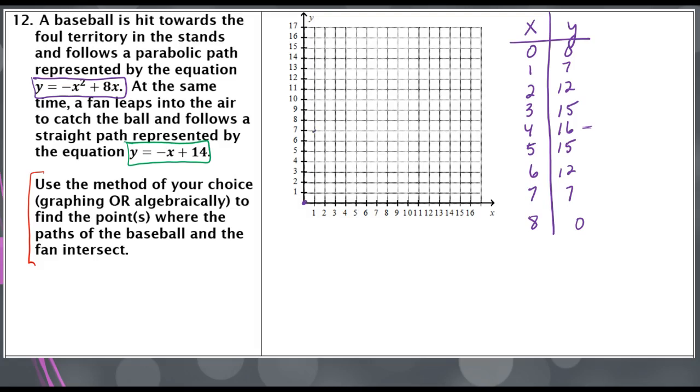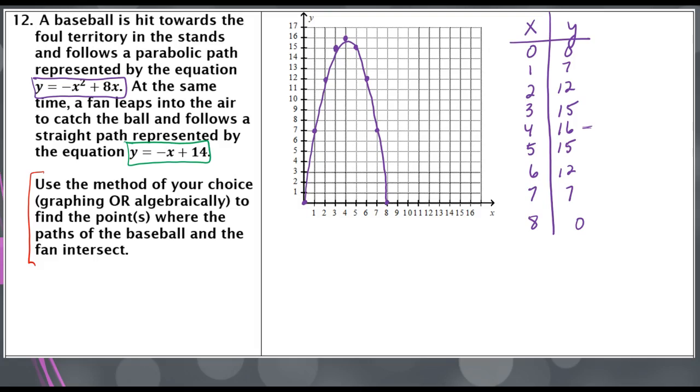0, 0, 1, 7, 2, 12, 3, 15, 4, 16, and then we start working our way back down. 5, 15, 6, 12, 7, 7, and then 8, 0. So at 0, 0 is where the baseball is hit, and then at 8, 0 is where it hits the ground. All right, now as far as the line goes, that one's not going to be so bad.